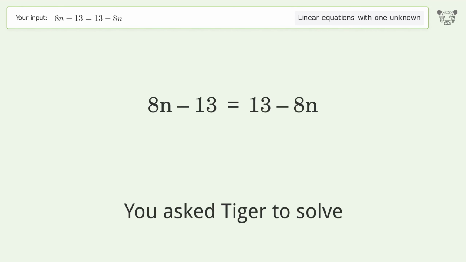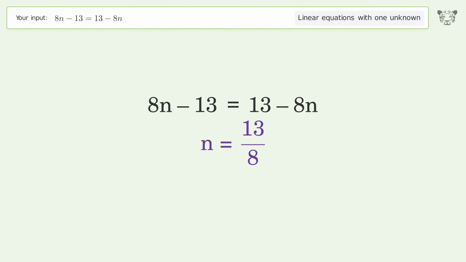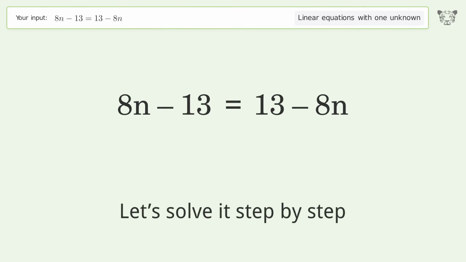You ask Tiger to solve. This deals with linear equations with one unknown. The final result is n equals 13 over 8. Let's solve it step by step.